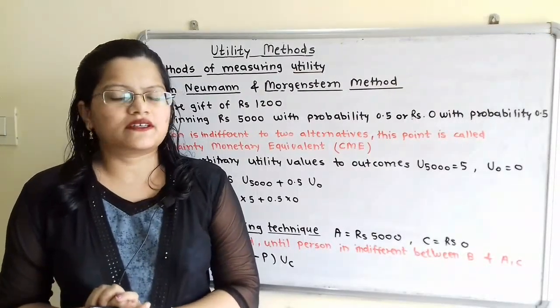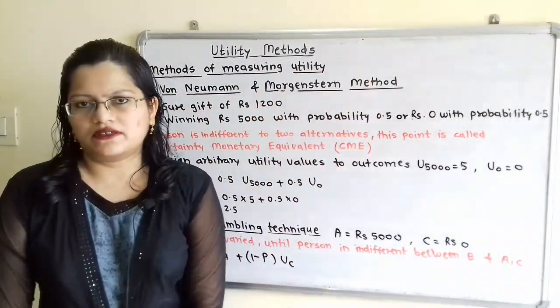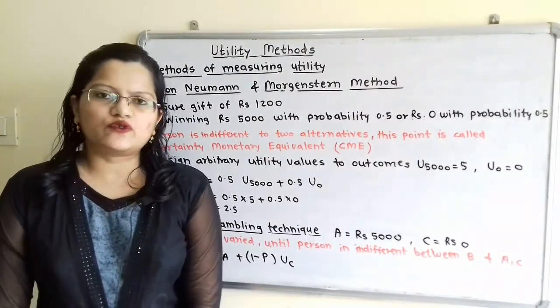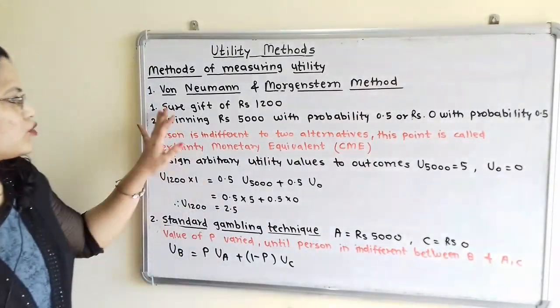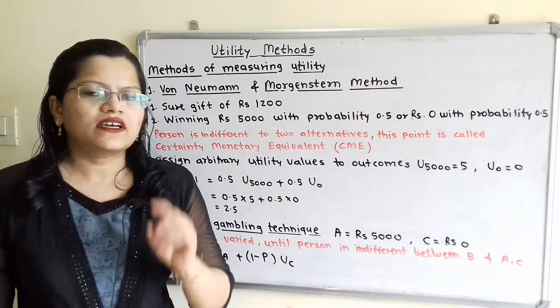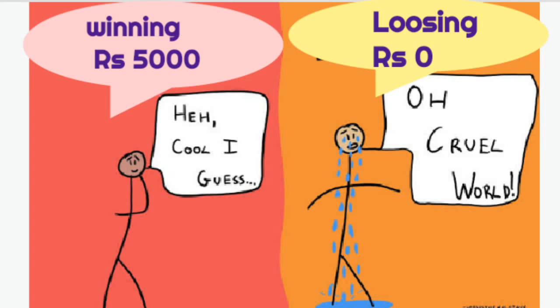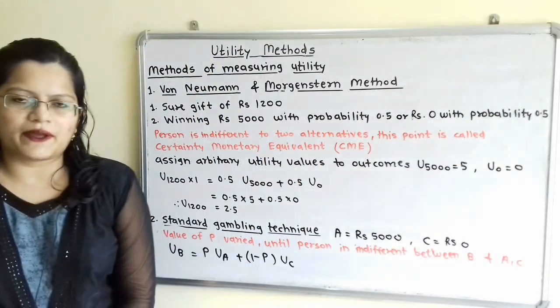There are three methods to measure the utility. First method is von Neumann and Morgenstern method. In this method, two alternatives are given. First alternative, sure gift of rupees 1200. That is the chance of getting rupees 1200 with probability 1. And second alternative, winning rupees 5000 with probability 0.5. So there are two options, that is either winning or losing. Losing means he will get rupees 0 with the remaining probability, that is 1 minus 0.5. That is, the other chance is rupees 0 with probability 0.5.